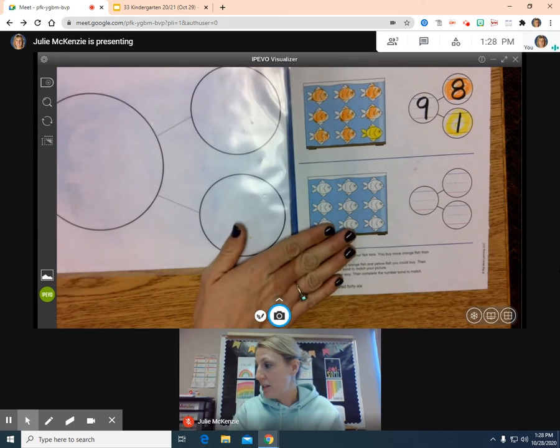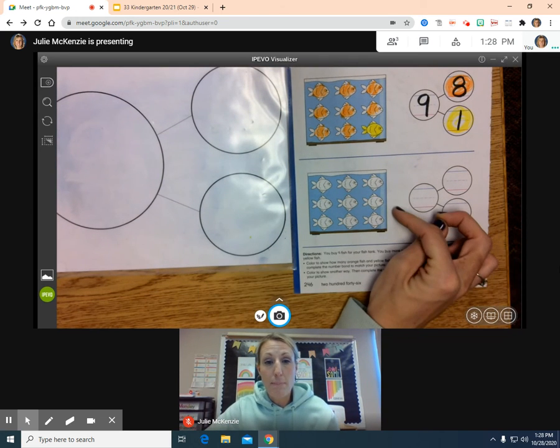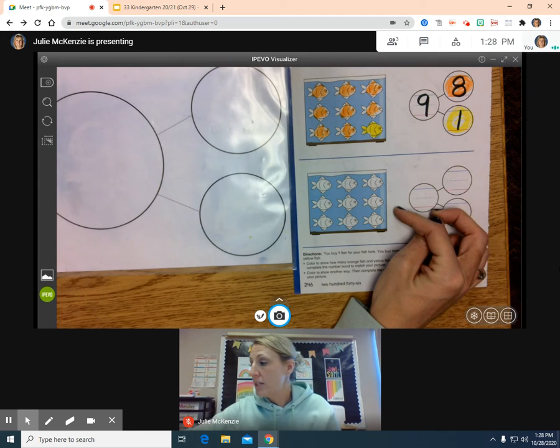Okay, let's take a look at this one again. Now it's the same problem on the bottom, but they want us to show different numbers.